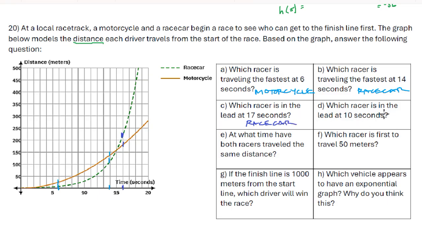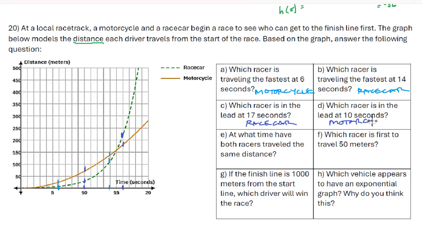Which racer is in the lead at 10 seconds? So now we go to our marker at 10 seconds. Now take a look, class. This is how far the race car traveled. That's maybe about 20 to 30 meters. And take a look at the motorcycle. The motorcycle at 10 seconds has traveled above 50 meters, maybe about 75 meters. So clearly the motorcycle is in the lead at 10 seconds.